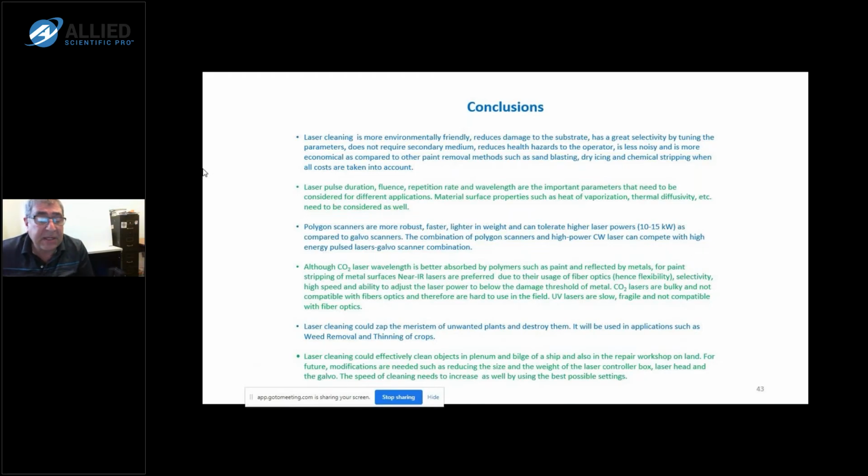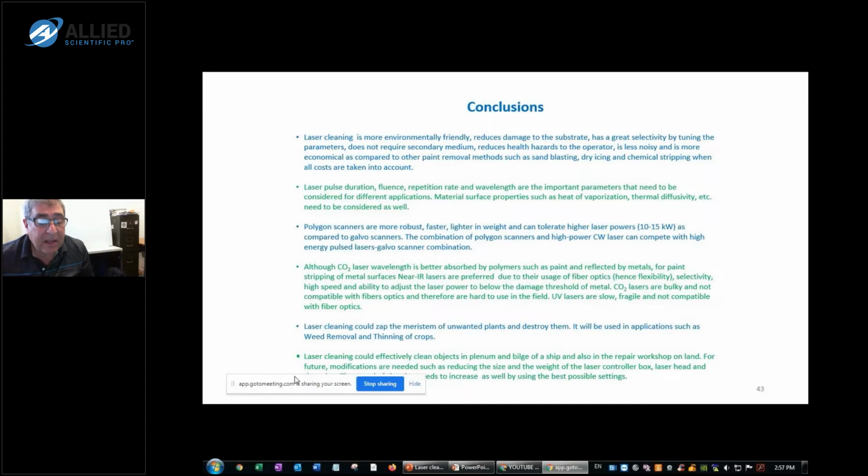It will be used in applications, for example, in thinning of crops and weed removal. And finally, we saw a case study in the shipyard where it could clean the plenum and bilge of a ship, and also in the repair workshop on land.